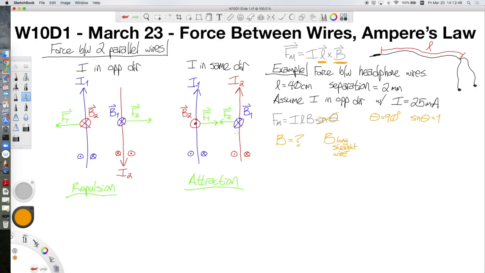So if we are dealing with currents in the opposite direction, when wire 2 creates a magnetic field, it's going to create a magnetic field this distance r away from it. Here r is going to be 2 millimeters, and that is much smaller than 40 centimeters, so we absolutely can use our formula. B is mu naught I over 2 pi r, where r is going to be the separation between the wires.